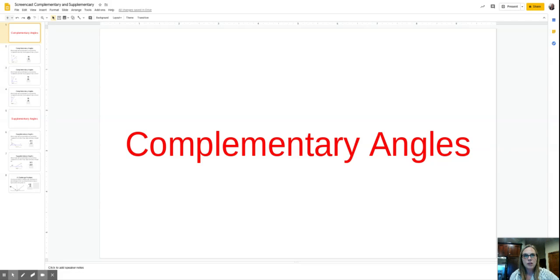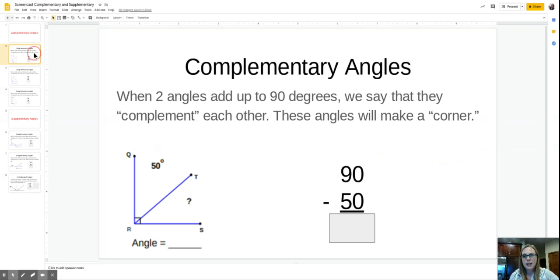If you think about the right angle, that's that one that looks like a corner or an L, like we've talked about. That's the one that's 90 degrees. And so when we have two angles and they come together and they equal 90 degrees, we say they complement each other. They make that corner angle. And so you know that if you put those two together, it should equal 90 degrees. So we're going to use that information to help us today.